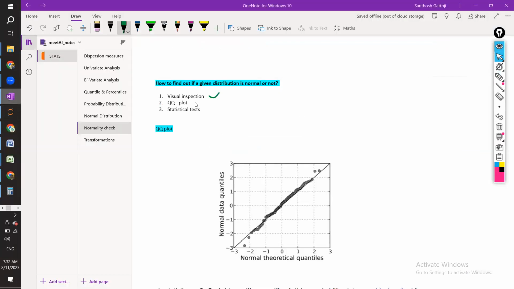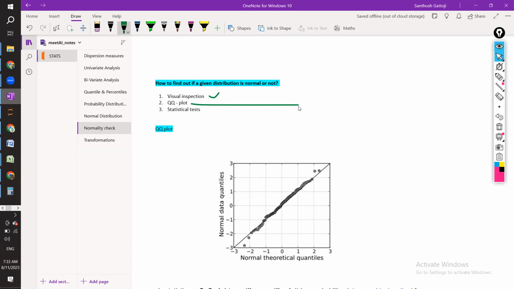That is one part. The second thing is a QQ plot, which is our point of discussion. The third thing is something called a statistical test. There are different types of statistical tests, like the Shapiro test, or Shapiro-Wilk, I don't remember the names. I need to check it once. But there are different statistical tests. I will let you know once we are discussing that. But today the focus will be on the QQ plot.